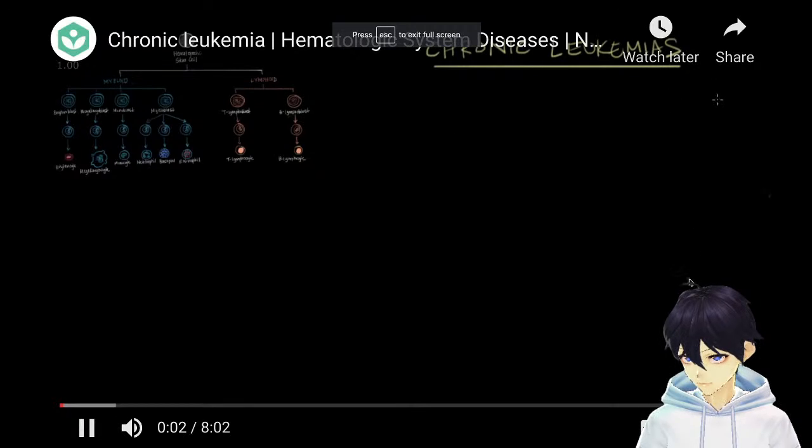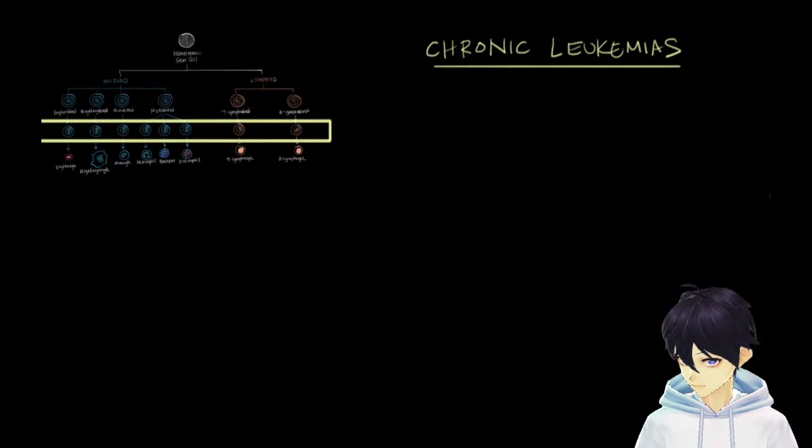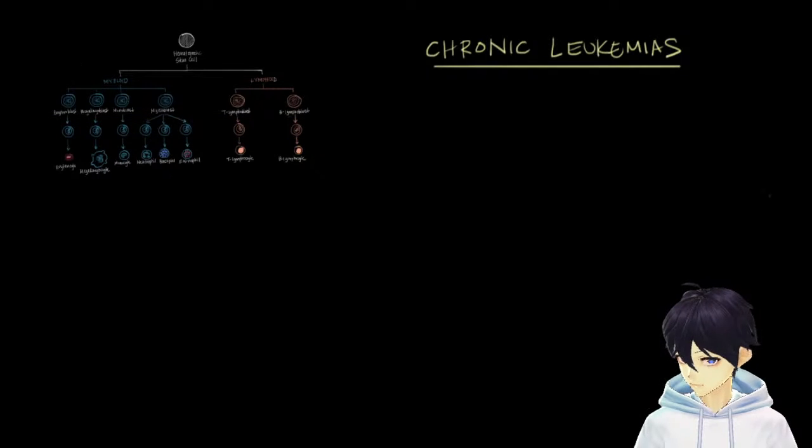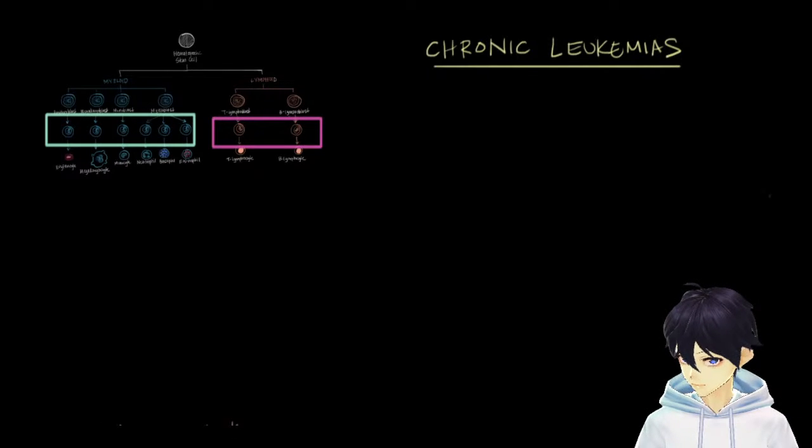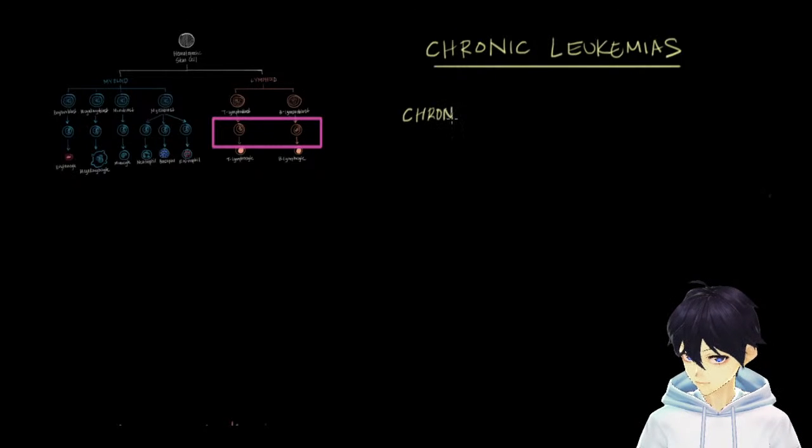So now we're going to talk about chronic leukemias. And chronic leukemias come from these cells over here. And just like we did with the acute leukemias, we can split up the chronic leukemias into chronic lymphoid leukemias and chronic myeloid leukemias. And we're actually going to start off by talking about the chronic lymphoid leukemia, which is usually just abbreviated CLL.